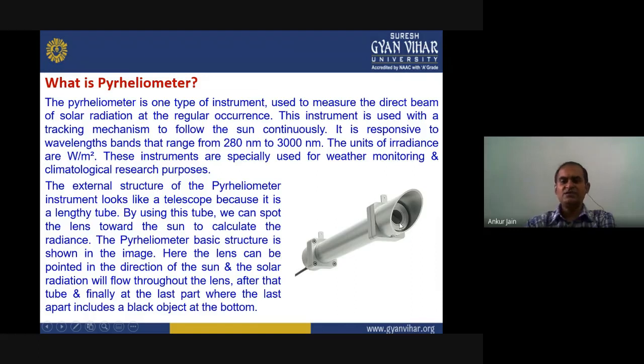This part is always towards the sun to calculate the radiance. The lens can be pointed in the direction of the sun, and then the solar radiation will flow throughout the tube and reach the bottom part of this pyrheliometer, where the last part includes a black object at the bottom that is kind of a black body, which can absorb the radiation and give the current value or the power value by converting it to an electric signal.